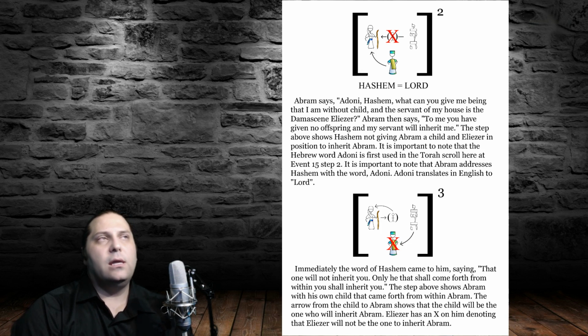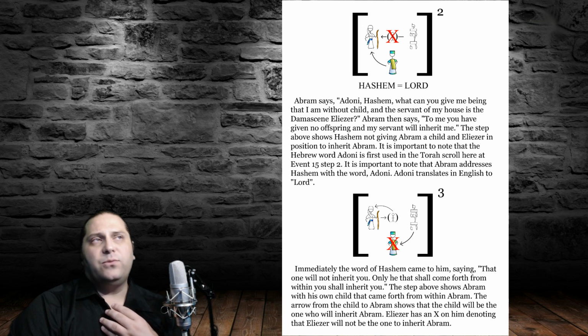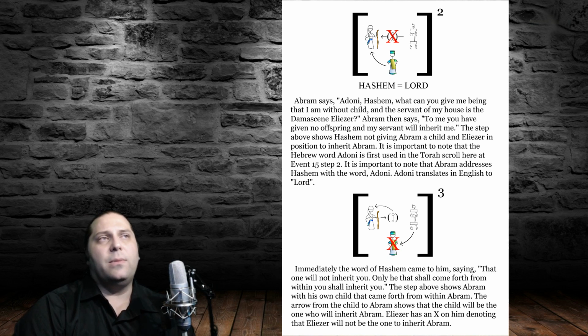Step 2. Abram says, "Adonai, Hashem, what can you give me, being that I am without child, and the servant of my house is the Damascus Eliezer?" Abram then says, "To me you have given no offspring, and my servant will inherit me." The step above shows Hashem not giving Abram a child and Eliezer in position to inherit Abram.